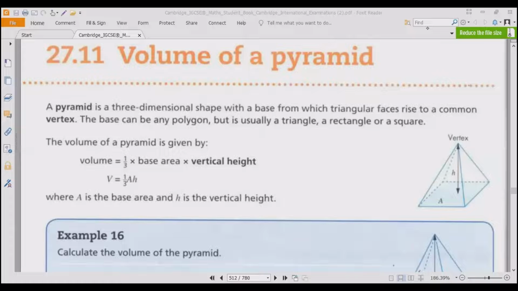Everyone, welcome to the series of O-Level Mathematics Class 9-1 Cambridge IGCSE syllabus. Our today's lecture is about volume of a pyramid.